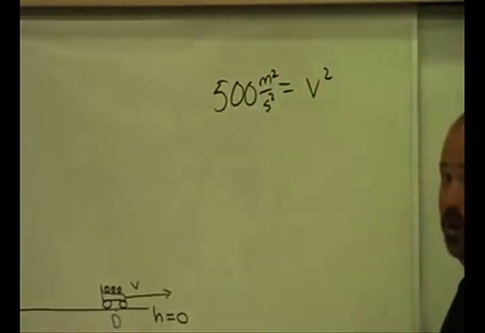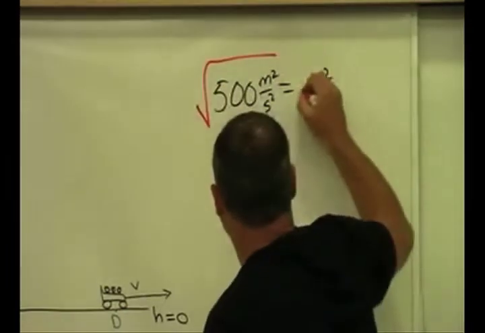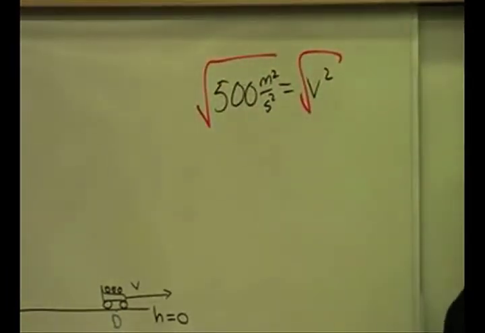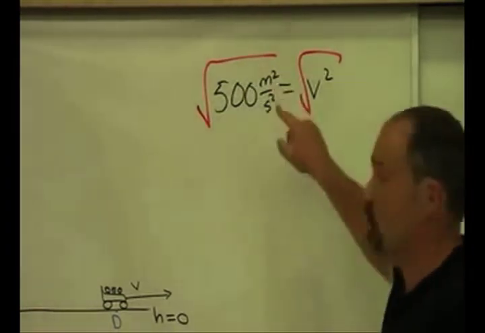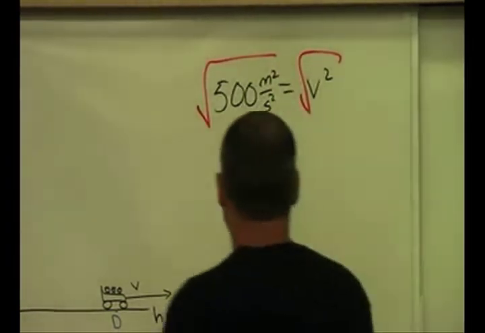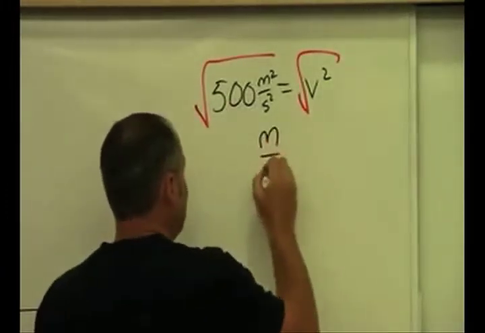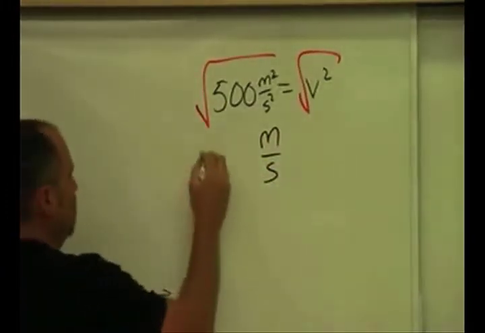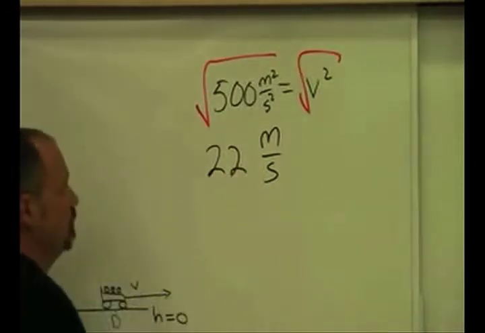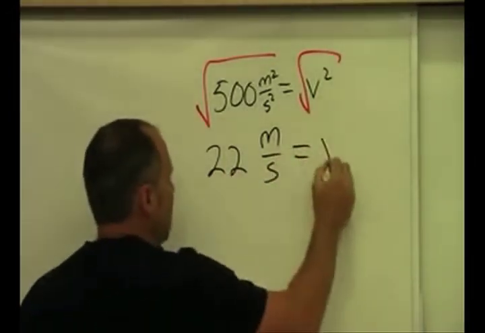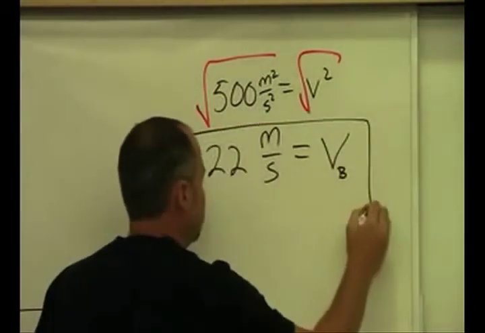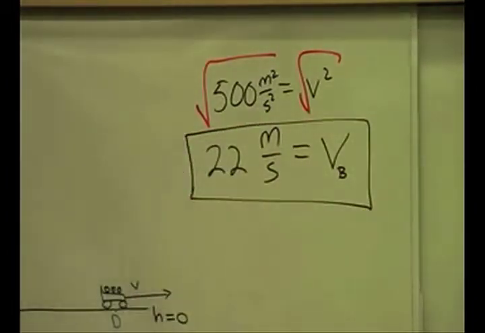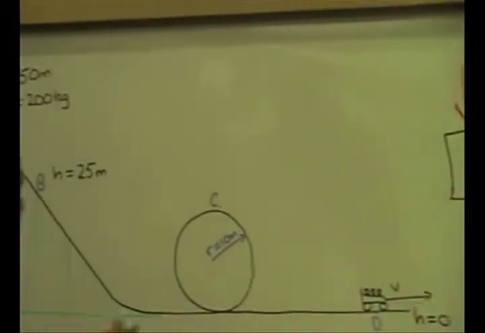And now we take the square root of both sides. Remember, when you square or take a square root, you're also doing it to the units. So meters squared over seconds squared becomes meters per second. Square root of 500 is about 22 meters per second. And that's equal to v, the speed at point B. Very good. Now, let's find the speed at point D.